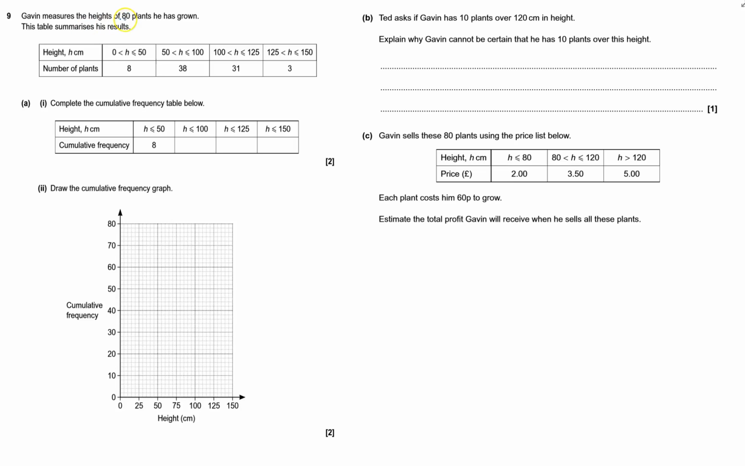Gavin measured the heights of 80 plants that he's grown. Summarise here. Complete the cumulative frequency. That means less than, so I'll write it in here immediately. Less than.